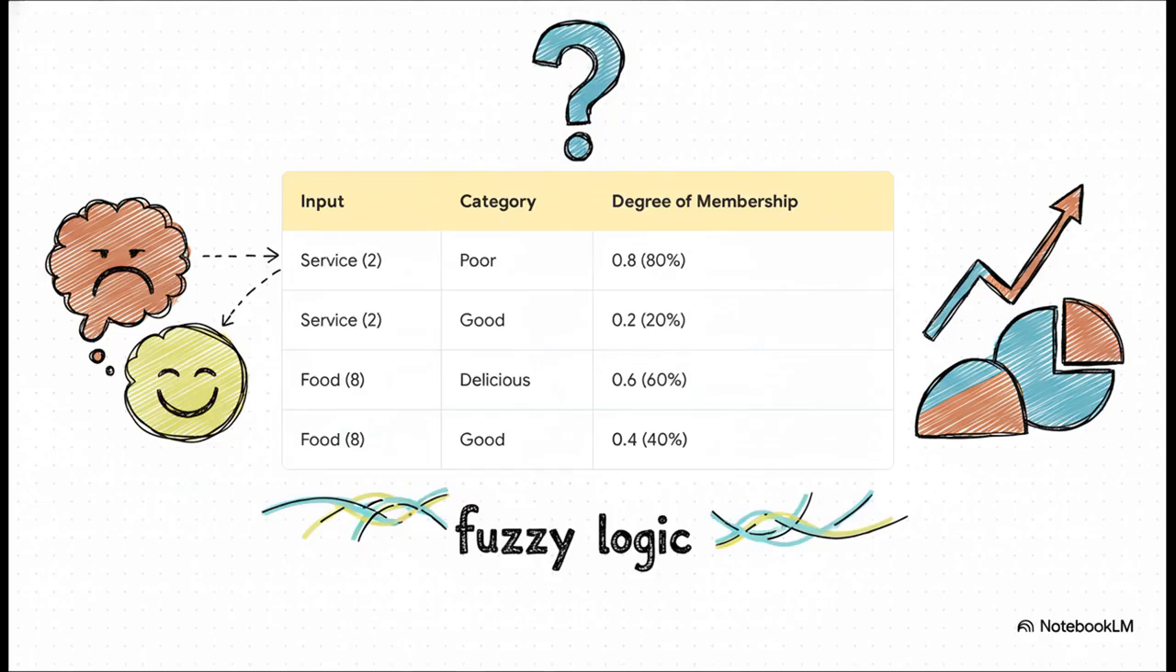Our service score of 2 is 80% poor, but it's also 20% good. See? It's not just one thing. It's both, just to different degrees. And the same thing happens for our food score of 8. It's mostly delicious, but also a little bit good.